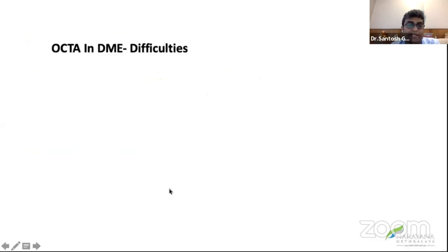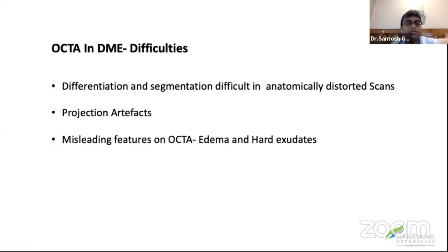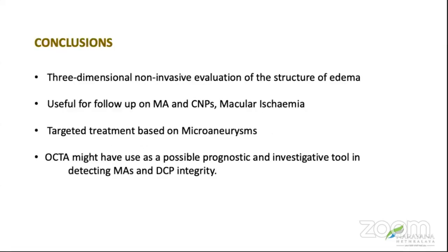and several other artifacts. So coming to the difficulties in interpreting OCTA in DME, it could be because of differentiation and segmentation difficulties in anatomically completely distorted scans, projection artifacts, and there can be several other misleading features like edema and hard exudates. Sorry to interrupt, sir. The time is up. Need to conclude. Yeah, I'm just concluding.